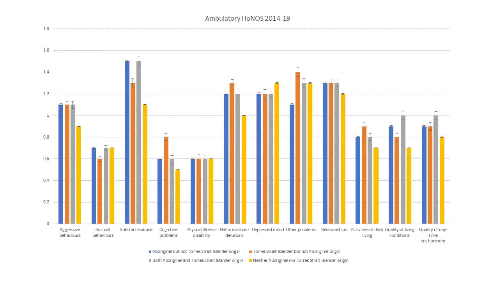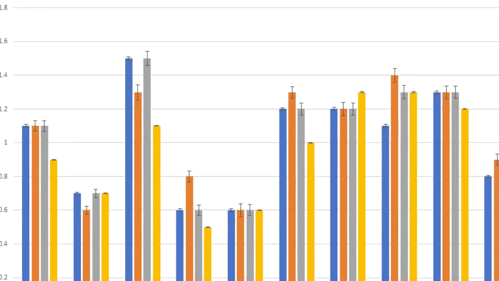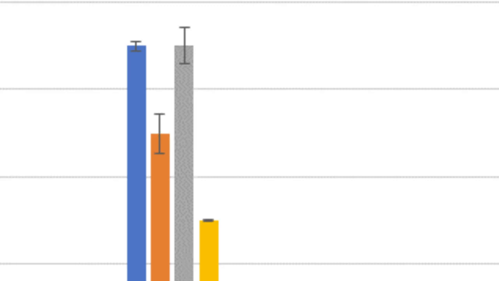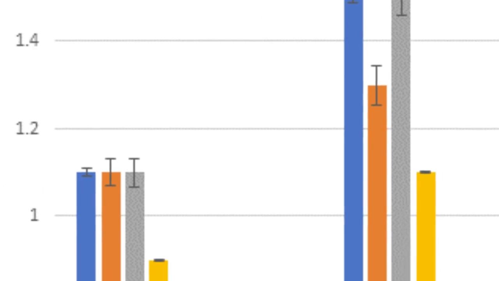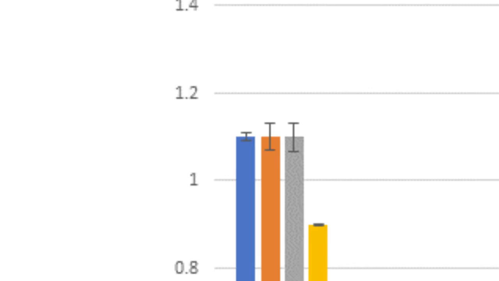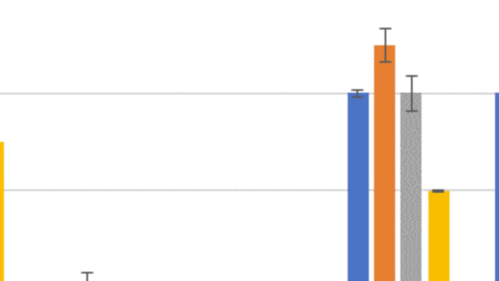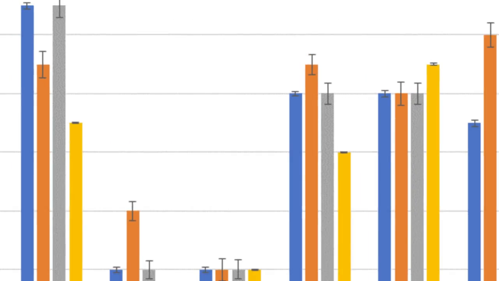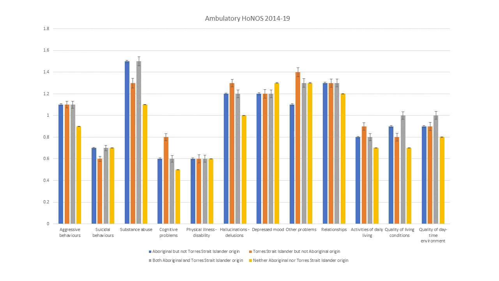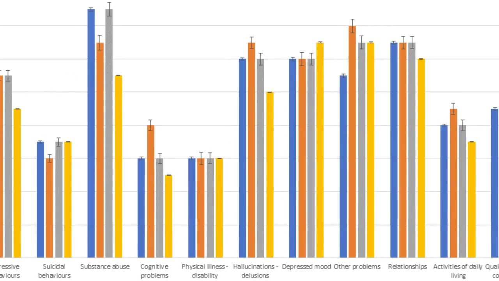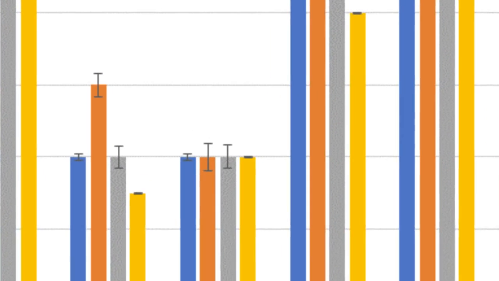If we look at average ambulatory scores, we see a similar pattern, with Indigenous consumers having on average higher scores for substance use, aggression, and hallucinations and delusions. Again, there is no difference in average scores for physical illness and disability problems between Indigenous and non-Indigenous consumers.